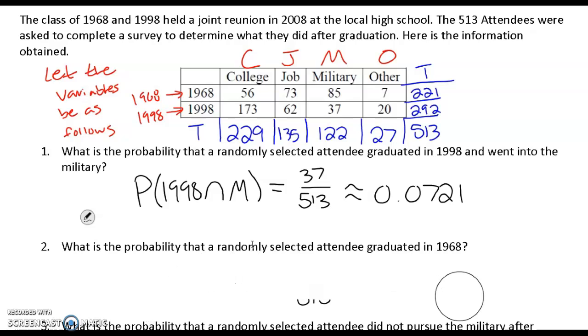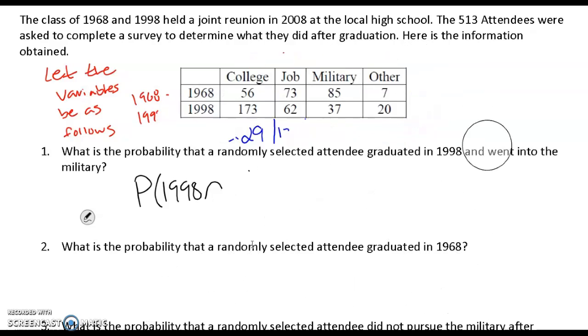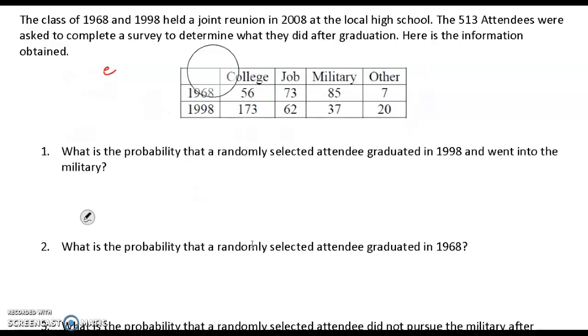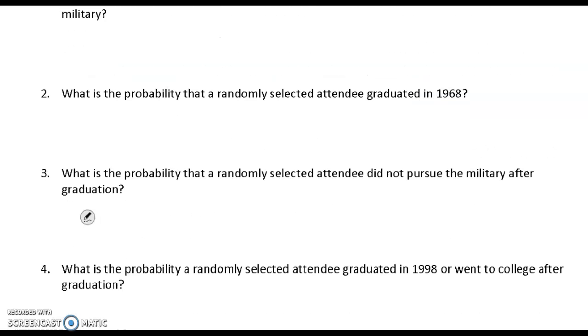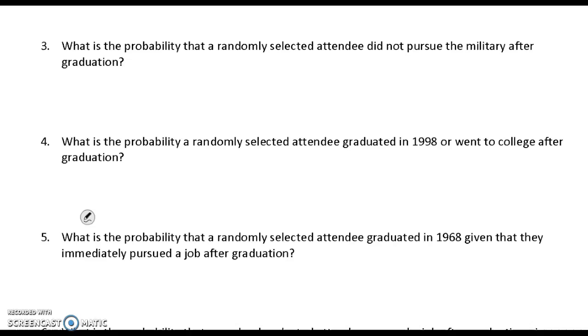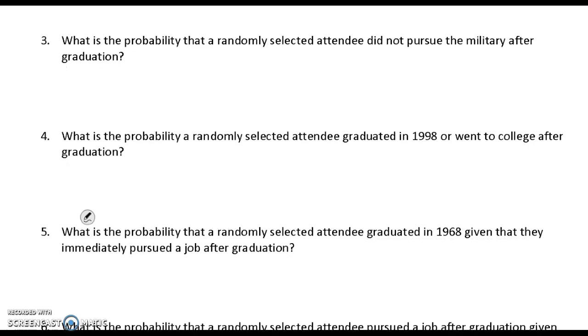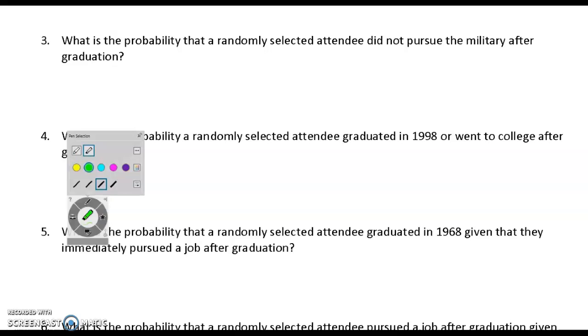Okay, so I'm going to go ahead and erase this now because I'm recording in my empty classroom. And I'm going to go on to the next few questions here. Again, more rules of probability. Yay. So in question 3, it says, what is the probability that a randomly selected attendee did not pursue the military after graduation? And notice the key phrase there is this little did not.